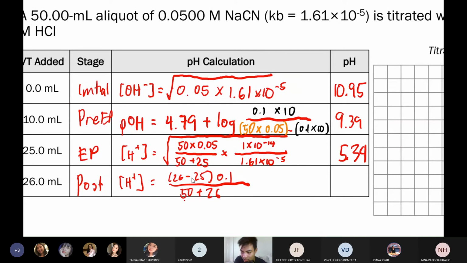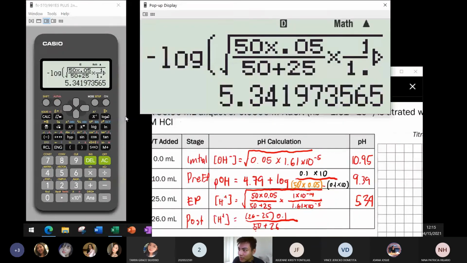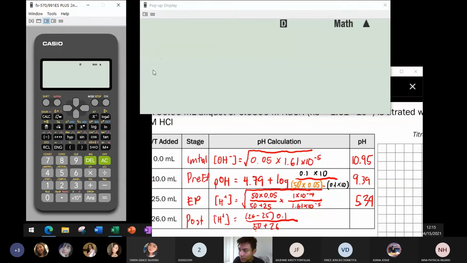Baka isipin nyo 26 plus 25. Hindi po. Baka ganun kasi isipin nyo, pag-add ko lang to. Analyte plus titrant dapat. Okay, negative log natin yan. Lalabas yung sagot. Let me type it sa calcu.